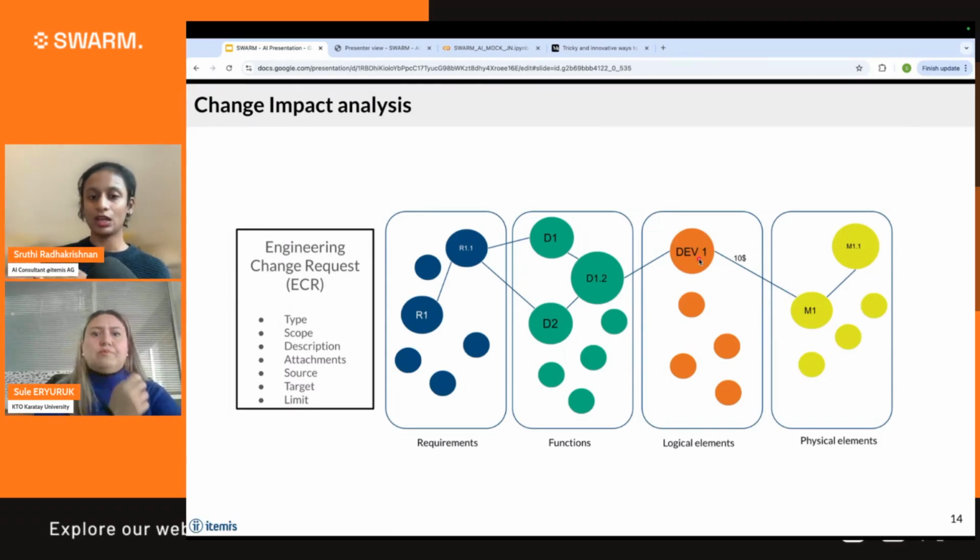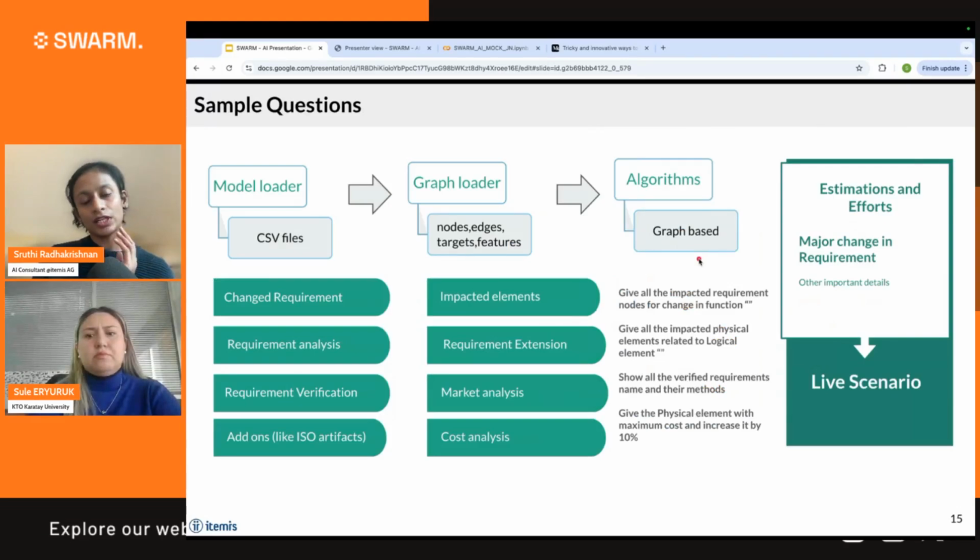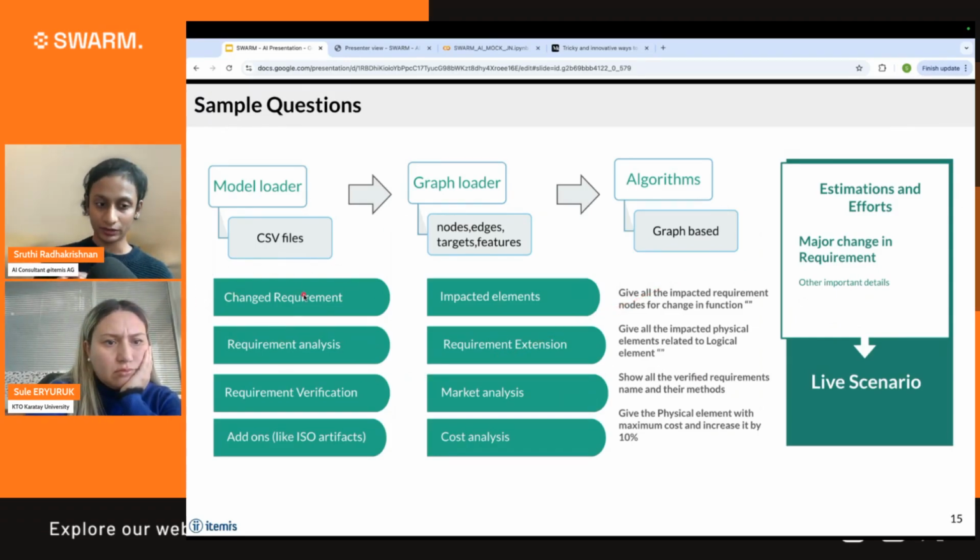So this can vary according to the level of granularity that you are looking into. Certain sample questions that the user can ask to the traceability graph are: what requirements have changed, which of the requirements are together, which of the requirements are far. That's where we use graph based algorithms.